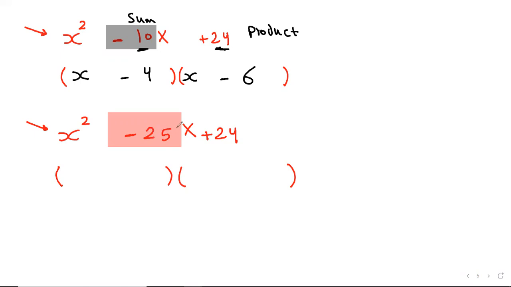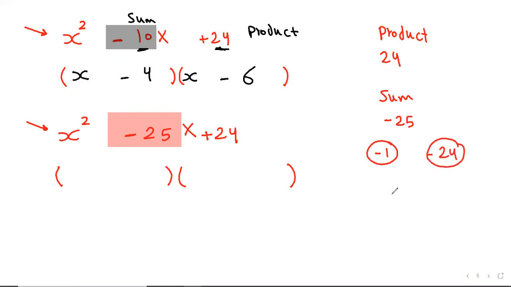And how can we factorize it? I need 2 numbers, their product is 24 and their sum is negative 25. They are negative 1 and negative 24. When multiplying them, negative 1 times negative 24 is 24, and when adding them, negative 1 plus negative 24 is negative 25.